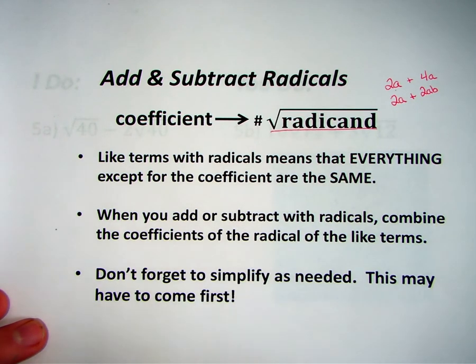So we're going to see a little bit of the same as we're working through radicals. When you add or subtract with radicals, combine the coefficients of the radical with like terms. Don't forget to simplify as needed. This may have to come first. So sometimes you'll find that you can combine radicals and then simplify. Other times you will find that you need to simplify the radical to be able to figure out what you can add together.